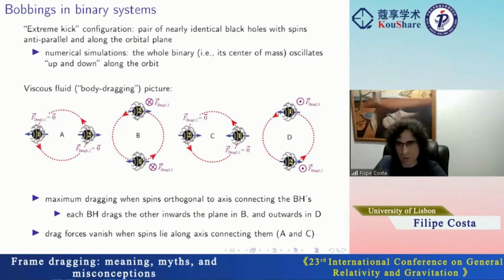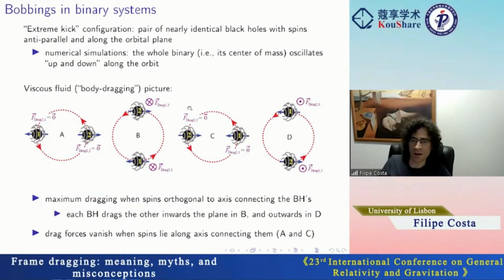Okay. We should really be very careful with this fluid dragging analogy and the associated body dragging misconception, because sometimes it can even predict the exact opposite of the real situation. An example is what happens in binary systems with the bobbing.